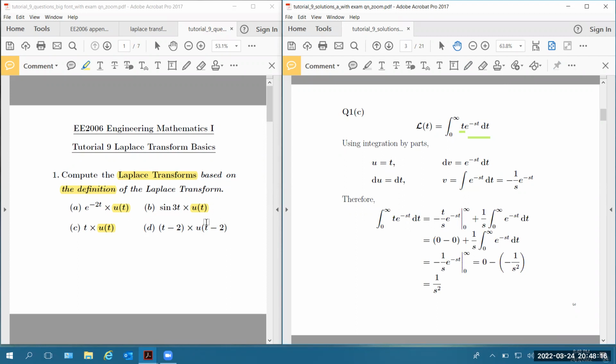Okay, let's go to part D. Professor, what do they mean exactly by based on the definition of Laplace transform?